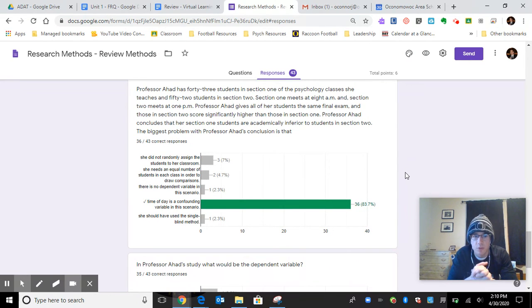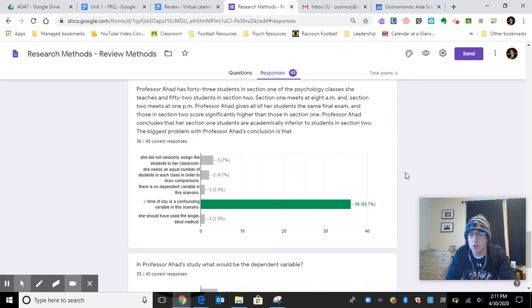And then the next one here, Professor Ahad has 43 students in section 1 of the psychology classes she teaches and 52 students in section 2. Section 1 meets at 8 a.m. and section 2 meets at 1 p.m. She gives all the students the same final exam, and the two sections score significantly different. Professor Ahad concludes that her section 1 students are academically inferior to students in section 2.